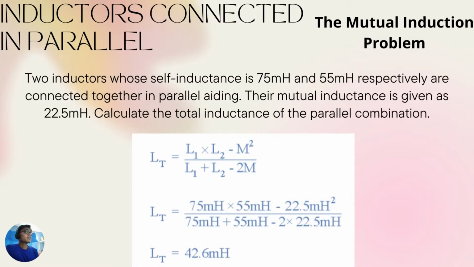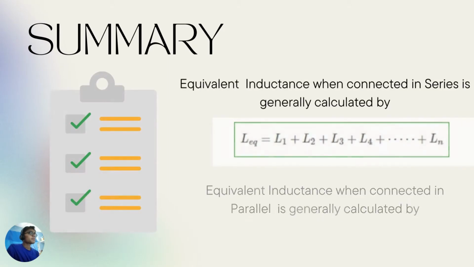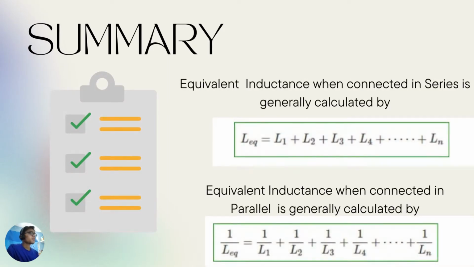Two inductors whose self-inductances are 75 and 55 respectively are connected together in parallel aiding. Their mutual inductance is given as this. As they are aiding each other and they are connected in parallel, both numerator and denominator would become minus, and we get this. So what is the summary? Summary is quite straightforward. Whenever they are connected in series, you should use this formula, and whenever they are connected in parallel, you should use the below formula.